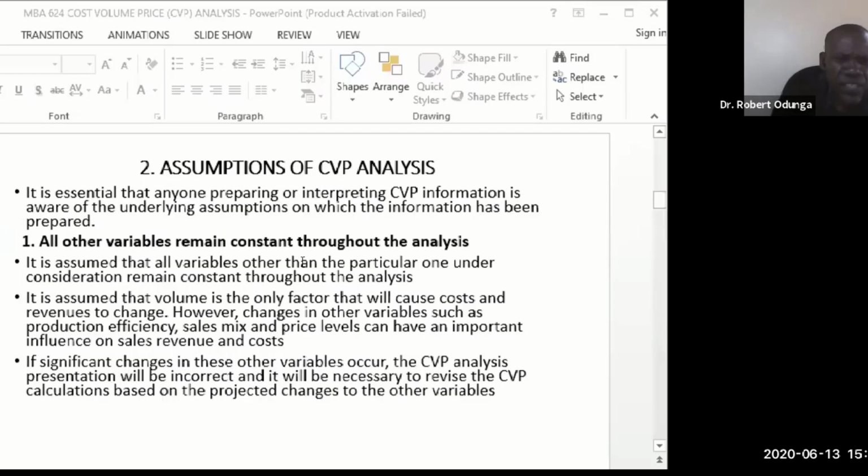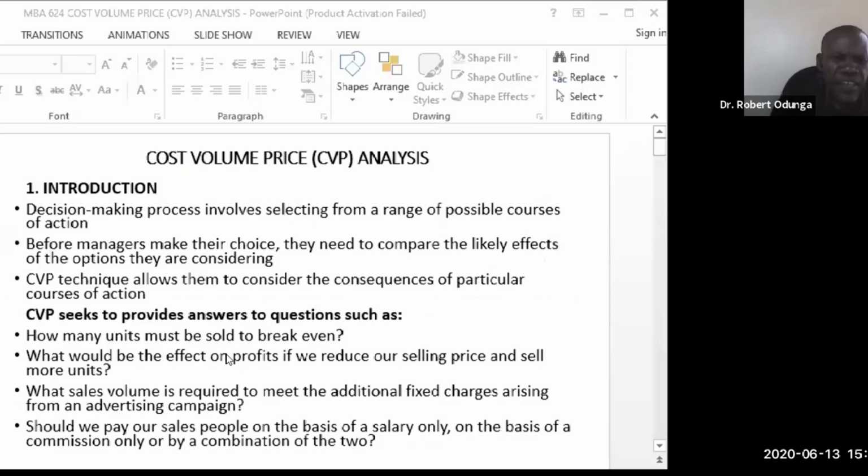The key questions, yes. How many units must be sold to break even? What would be the effect on profits if we reduce our selling price and sell more units? You look at that question.